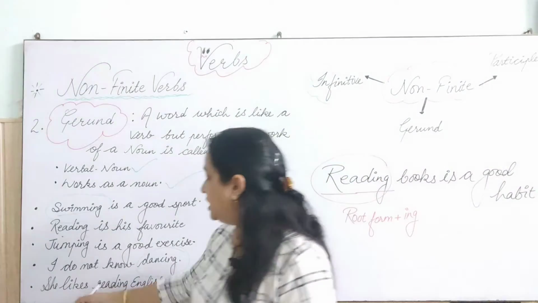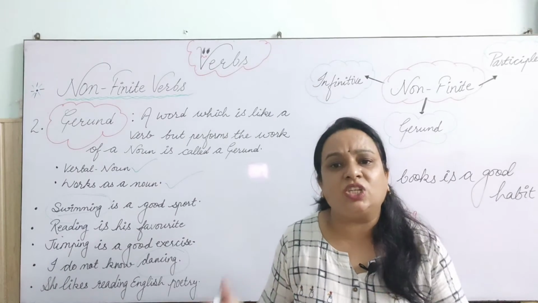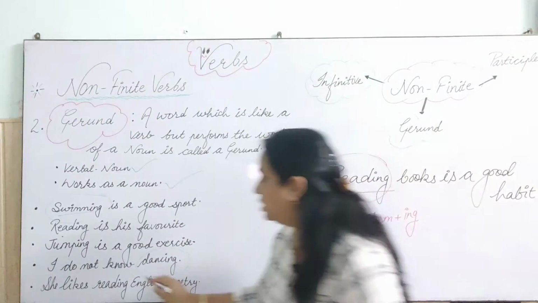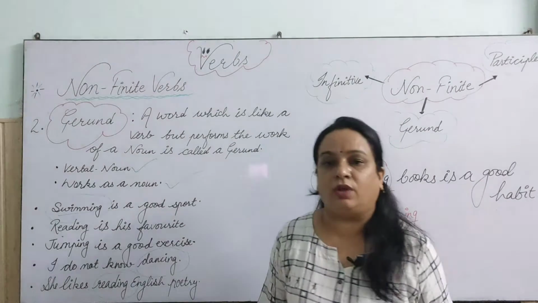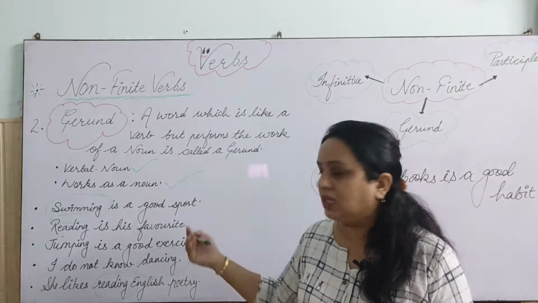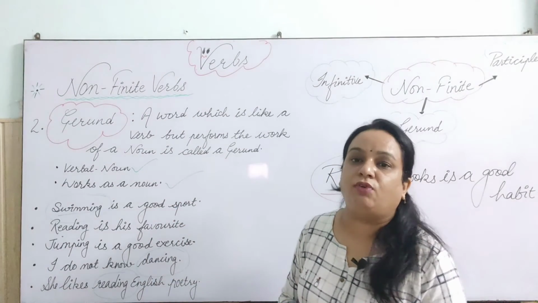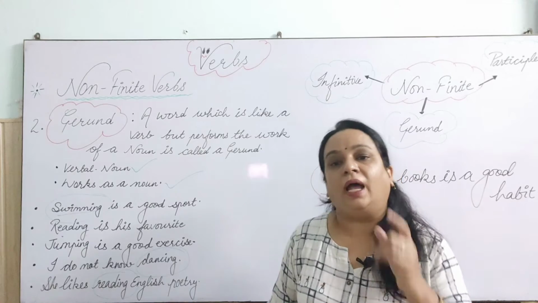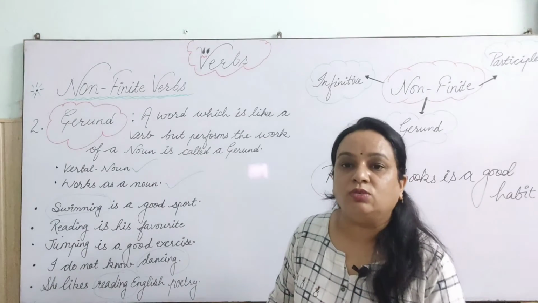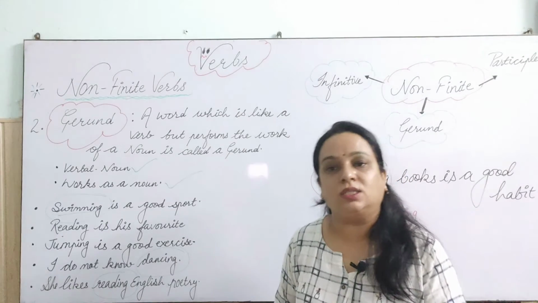Next is, she likes reading English poetry. So what does she like? She likes reading English poetry, right? So all these words, all these verbal nouns which have the ing form with the root form, and they are acting as nouns in the sentence, are known as gerunds.